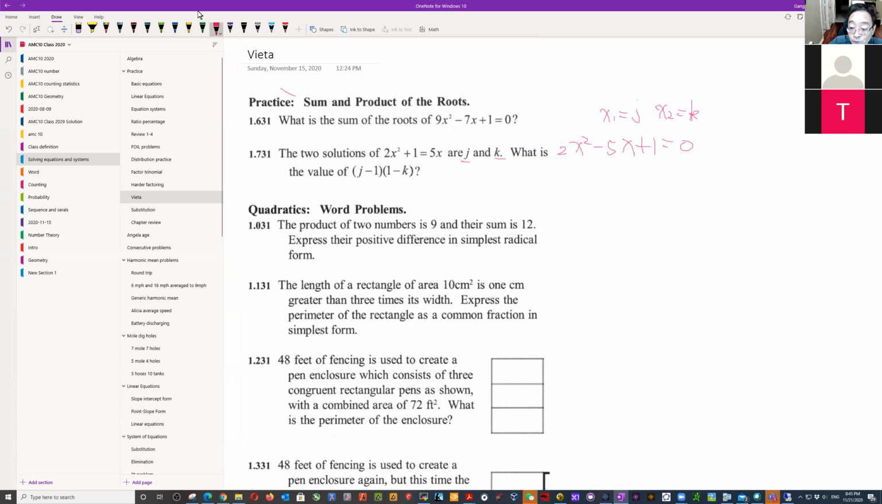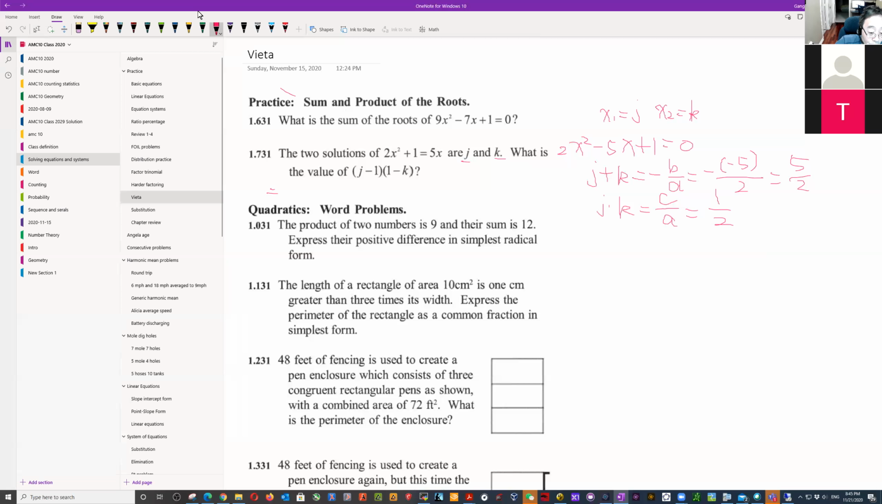And then through the Vieta formula, we know that j plus k equals negative b over a, where b is negative 5 and a is 2, so it equals 5 over 2. And j multiplied by k equals c over a, which equals 1 over 2. So these are the conditions we know. And here it's asking what is the value of (j minus 1) multiplied by (1 minus k).